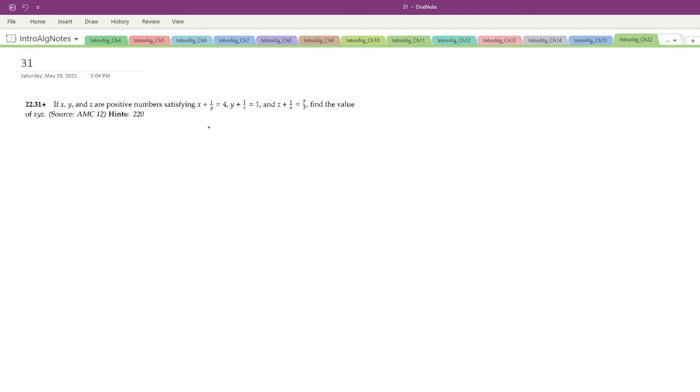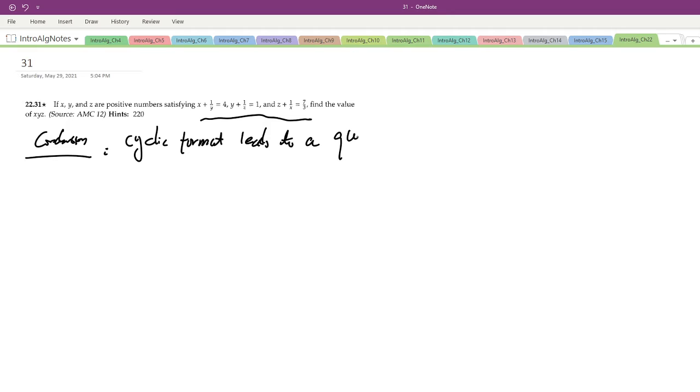Okay, so this type of cyclic term is very special, so I can show you how to do it. The first thing is we can cancel out the same thing. Basically, the conclusion is that this type of cyclic format can lead to a quadratic equation with xyz. Okay, so now let's do it.